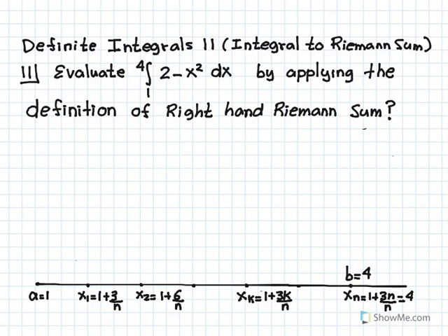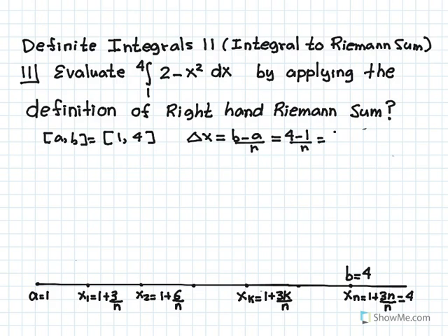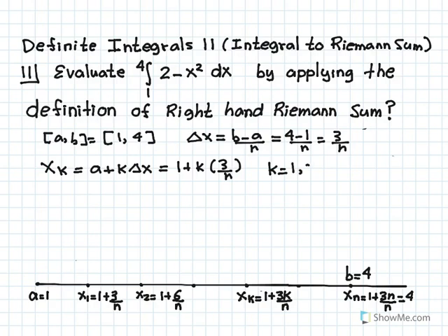Let's start with the interval [a, b], which is equal to [1, 4]. And let's form delta x, the equal partition width, that's (b minus a) divided by n, that's (4 minus 1) divided by n, which is equal to 3 over n. The x_k are the grid points. This is defined as a plus k times delta x. We know a is 1, plus k times delta x, which we found to be 3 over n. And k ranges from 1 all the way to n. So those are the x values.